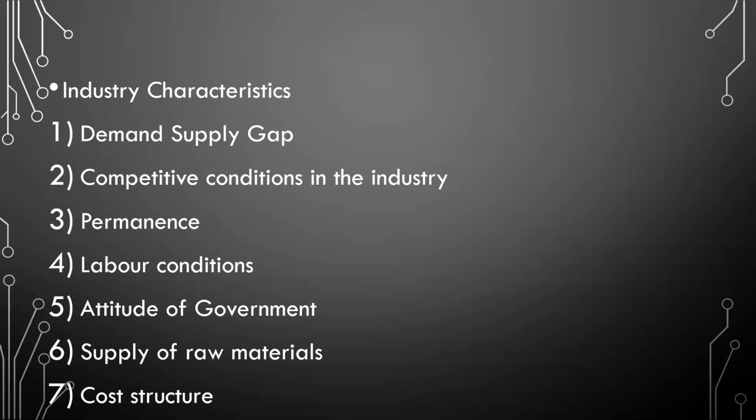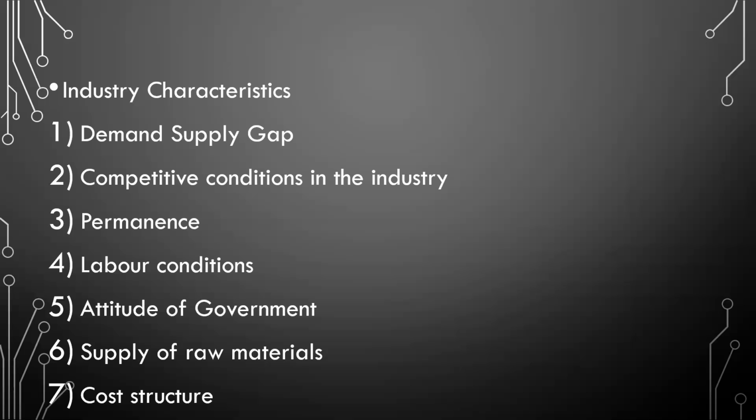The next is the attitude of the government. The government will sometimes promote certain industries, and sometimes the government is against certain industries. They choose to discourage the industries through their various policies, by asking them to take licenses and increasing the tax rates. So the attitude of the government needs to be taken into consideration. If the government favors the industry, then it is good, because the company will not be facing unforeseen obstacles in the future. The next one is supply of raw materials.